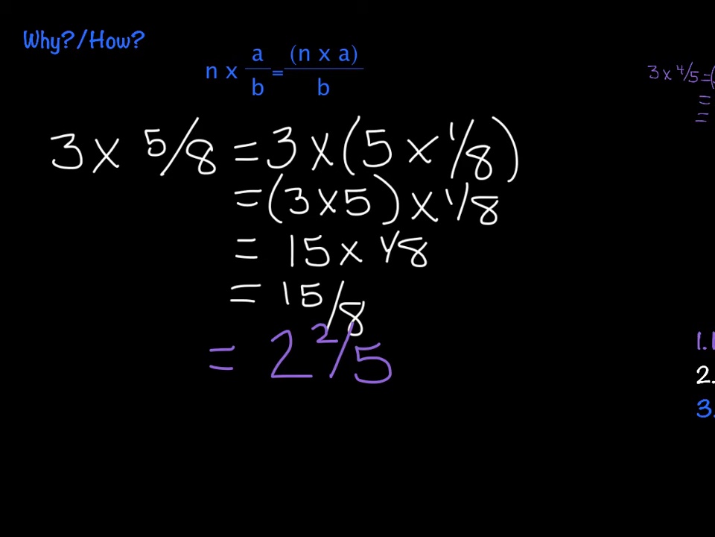So then I can turn that into a mixed number. So what is 15 divided by 8? 2 times 8 is 16, so that's too big. So it's going to be one whole number. And then what is 15 minus 8? What's my remainder? 7/8. So our mixed number would be 1 7/8.